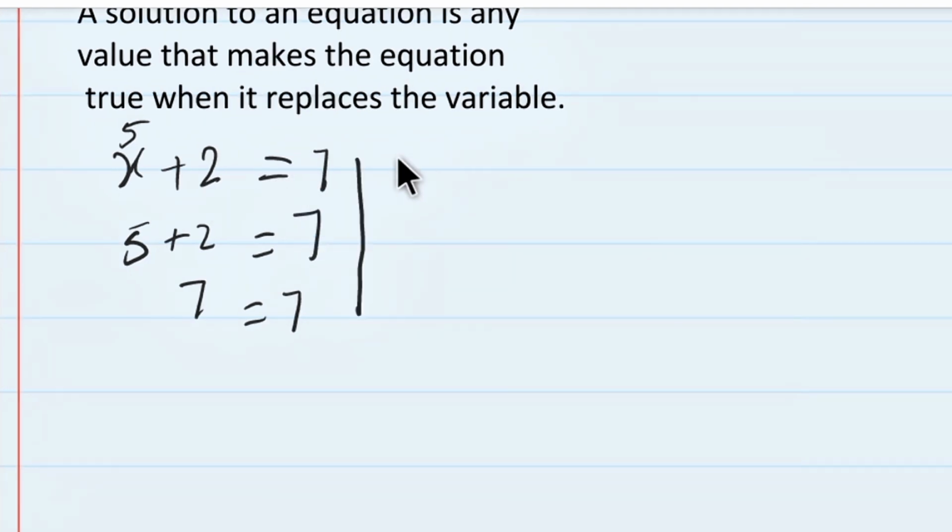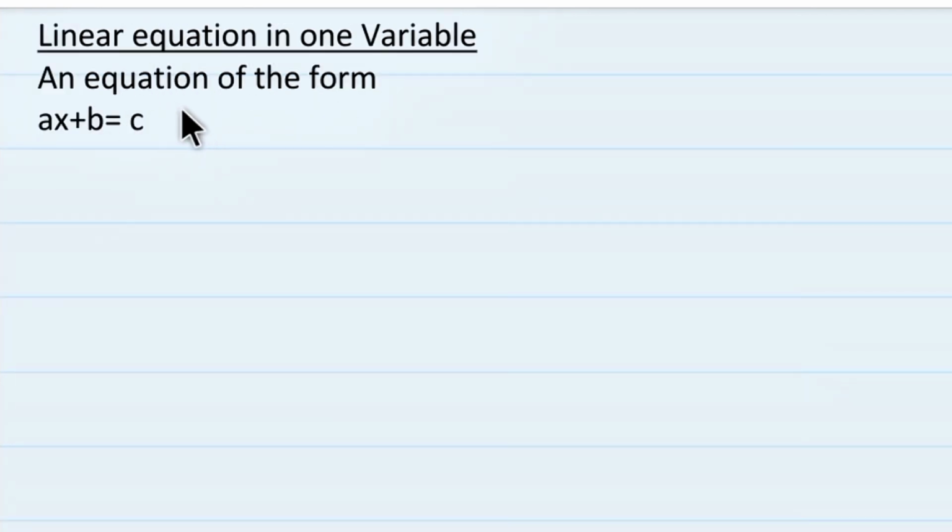Now if we replace x by any other value, let us suppose we replace x by 3, then we will get 3 plus 2 is equal to 7, and 3 plus 2, which is 5, is equal to 7, which is not true. So we will say 3 is not a solution of the equation x plus 2 is equal to 7. Now what is a linear equation in one variable?